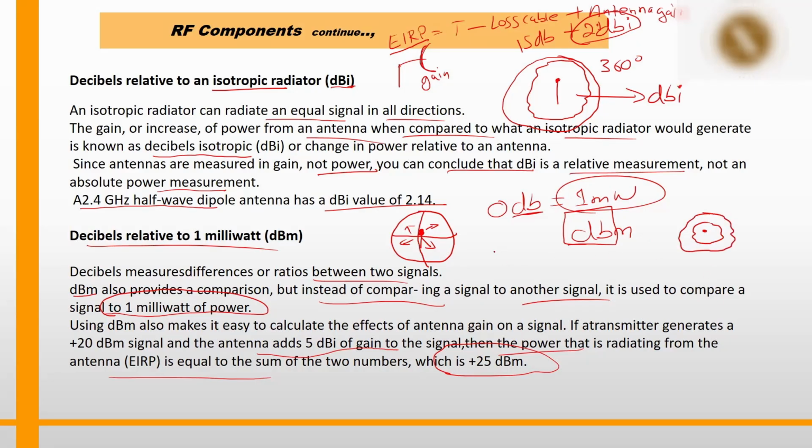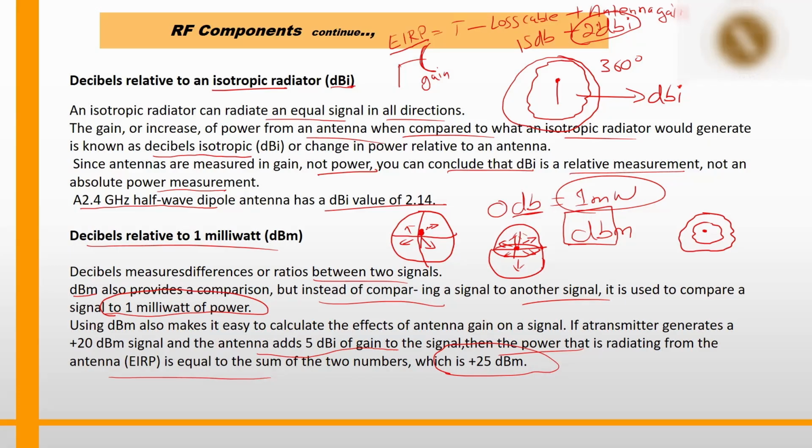To have a better picture, here is the AP. Here the signal goes up like this, and down. So in every direction the signal is traveling, and that is why the power will be less. The power will be decreasing exponentially.